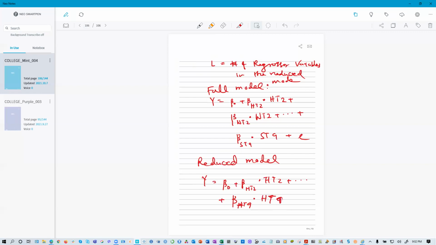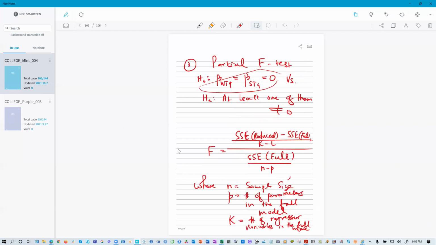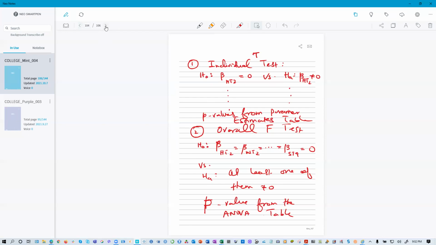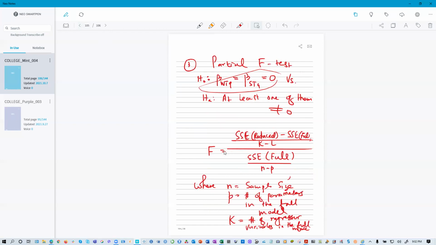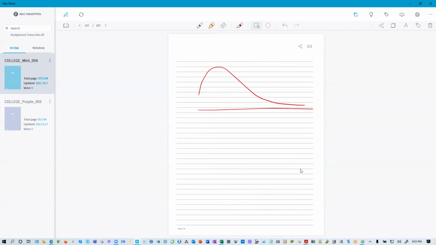So you run those two models, get the sum of squared errors, and plug them into the formula. We did that yesterday with the example. There are individual t-tests, and for this one, with the aid of the F, we get that F value and fit it into an F distribution with K minus L, N minus P degrees of freedom, and then we have that F naught.